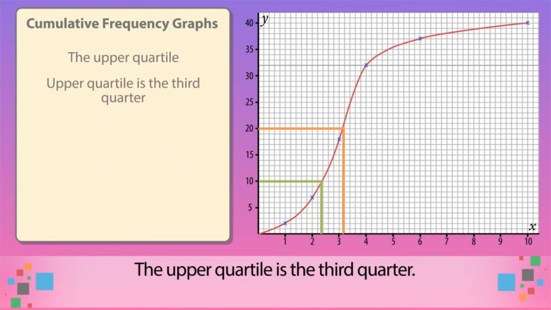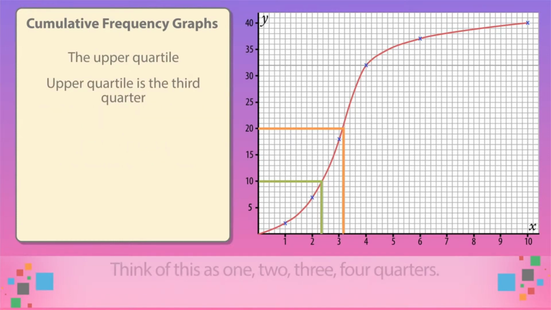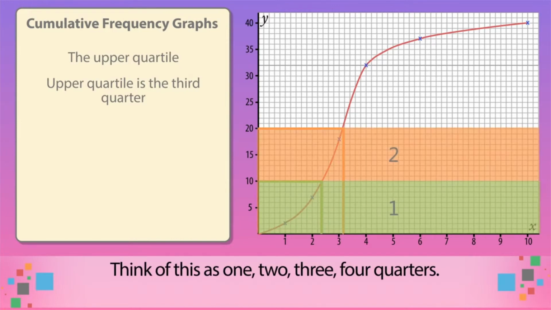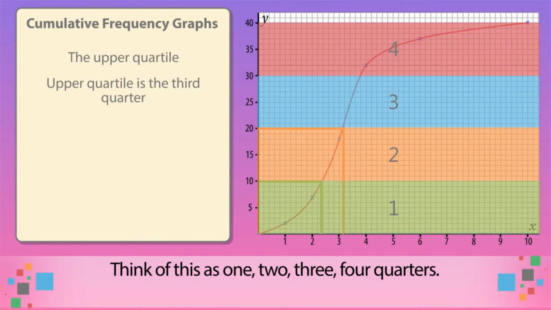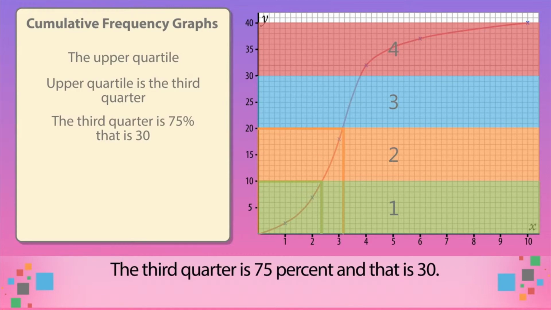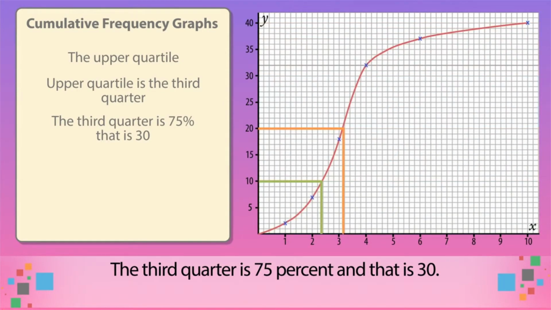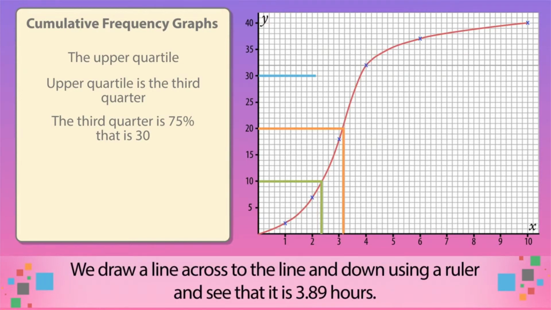The upper quartile is the third quarter. Think of this as 1, 2, 3, 4 quarters. The third quarter is 75%, and that is 30. We draw a line across to the line and down using a ruler and see that it is 3.8 hours.